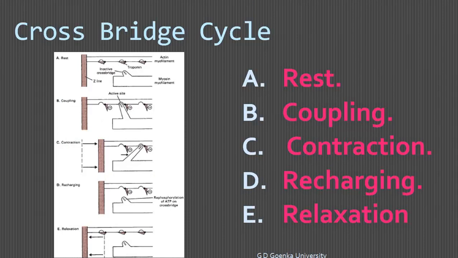Crossbridge cycle is also termed as Huxley theory. It was given by Huxley in 1964. According to him, there are 5 phases in the crossbridge cycle, that is rest, coupling, contraction, recharging, and relaxation.